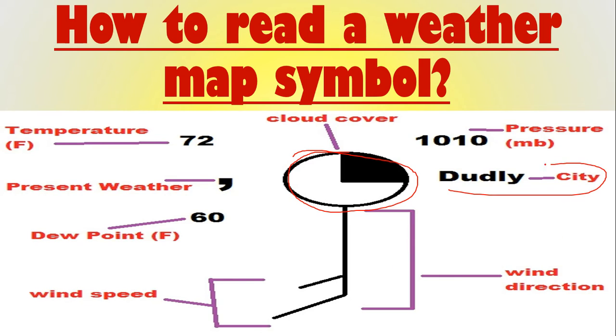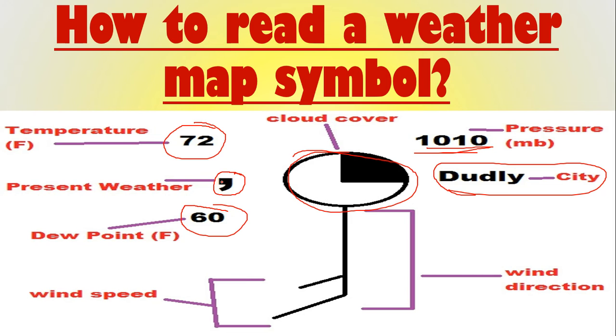You're going to have the city listed here, and you're going to have your pressure. It just depends on what they're using for pressure. They're using millibars here. You're going to have your temperature. You're going to have your present weather symbol, and you're going to have your dew point. Now, it just depends on the symbol here what's going on.